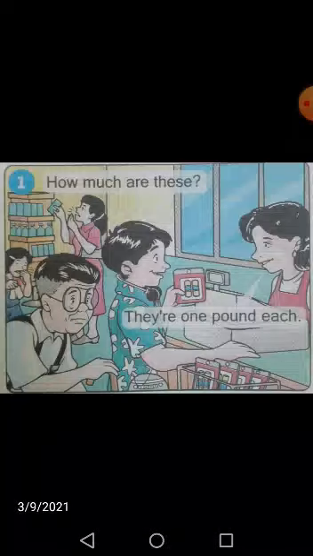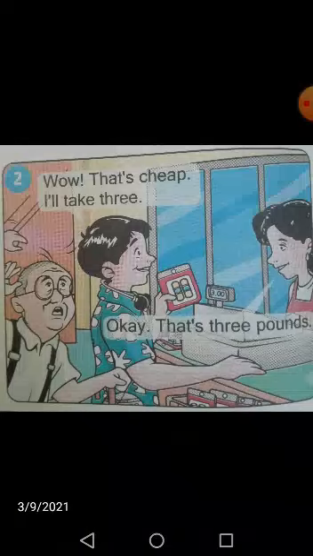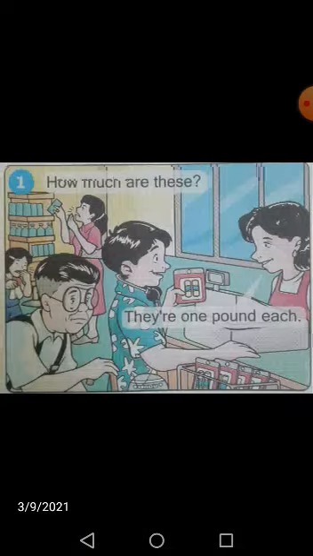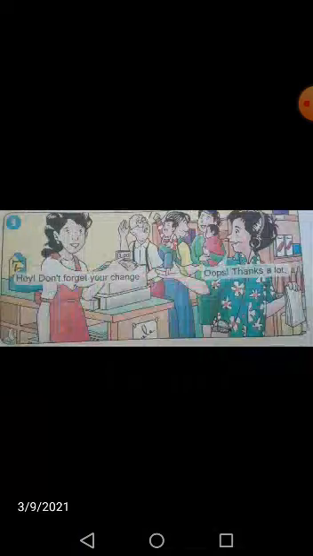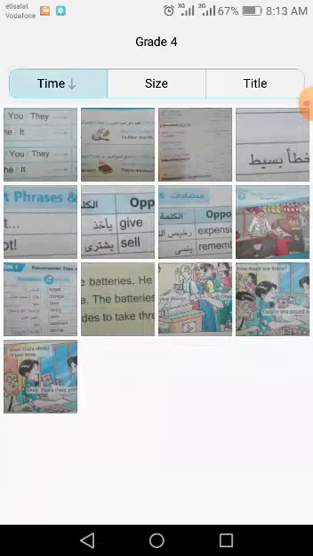How much are these? They're 1 pound each. Wow, that's cheap. I'll take three. Okay, that's 3 pounds. Hey, don't forget your change. Oops, thanks a lot. When I make a mistake, I have to say oops, like this, okay? Grade four, you have to study the conversation and make a voice record and send it to me, okay?